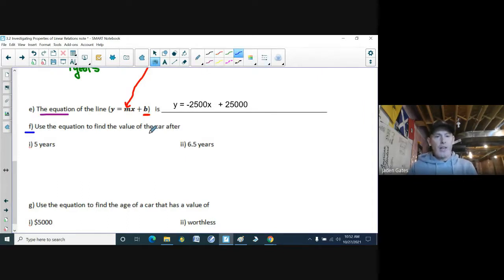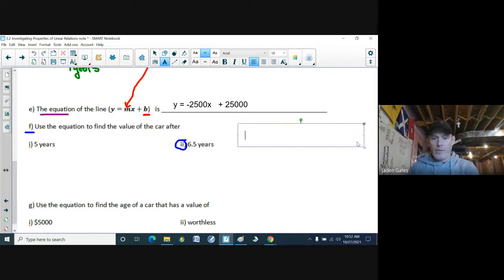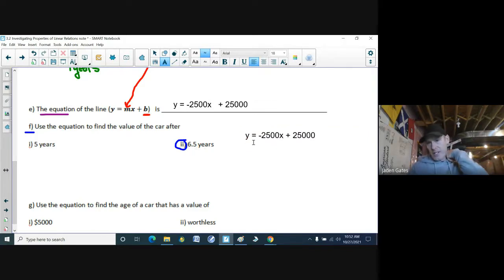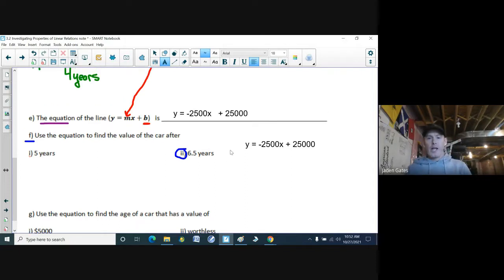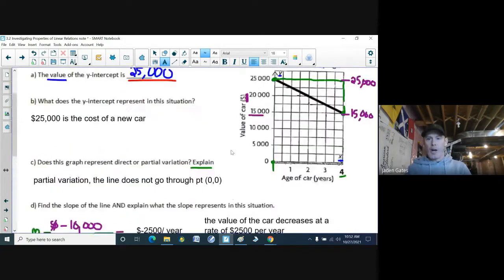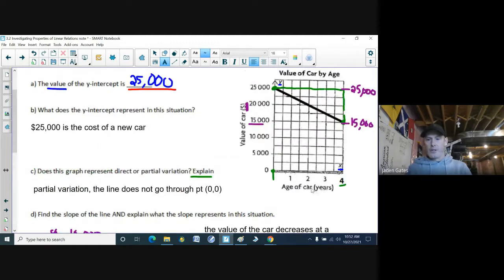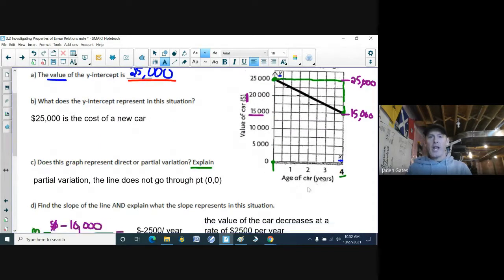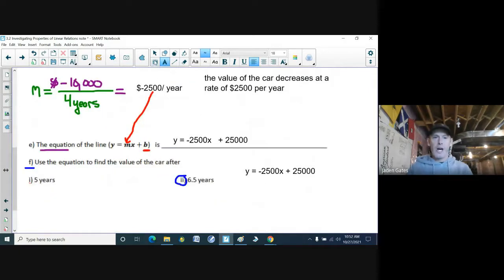Use the equation to find the value of the car. I'm going to do this one after 6.5 years. All right, so once again, I'm going to write down the equation on my line here. Y equals negative 2,500x plus 25,000. All right, so again, this 6.5 years, that is either my Y or my X value. And if I'm unsure, I can go up to my graph, and years is on my X-axis. So that is my X value right there. That's 6.5. That's my X.